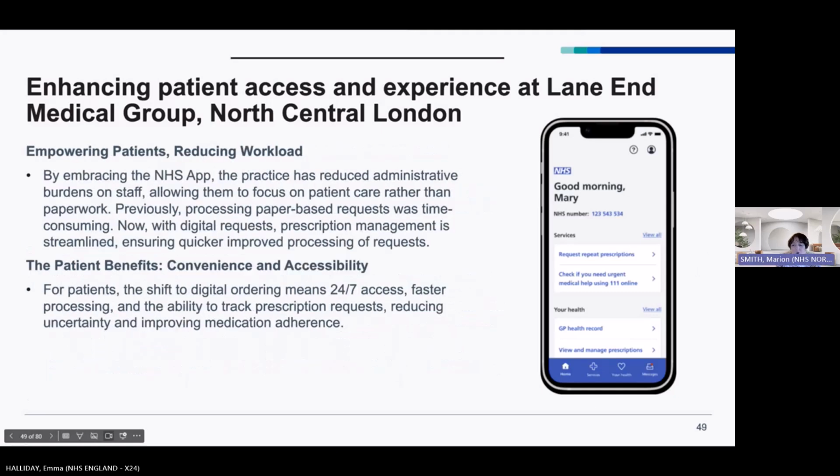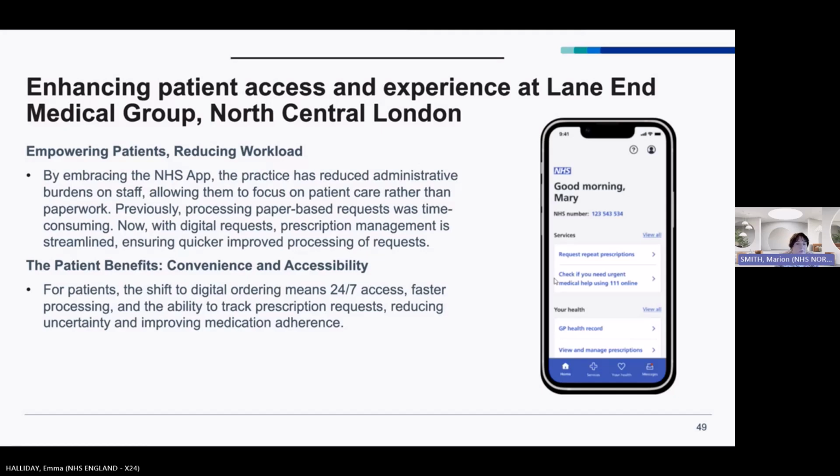So what else? By shifting to repeat prescriptions online via the NHS app, they're embracing the NHS app. The practice has reduced administrative burdens on staff, so that releases time back to care in the GP practices rather than focusing on paperwork through manual process. Previously, processing paper-based requests was time-consuming, was the experience of the practice. But now with the digital requests, it's much more streamlined and a quicker, improved processing of requests. So that's really very positive.